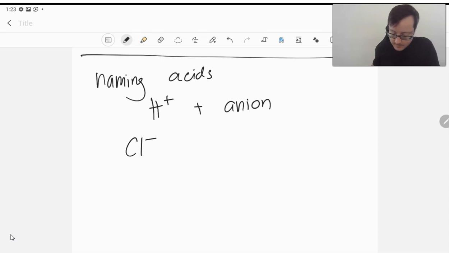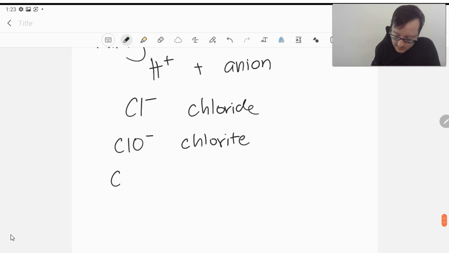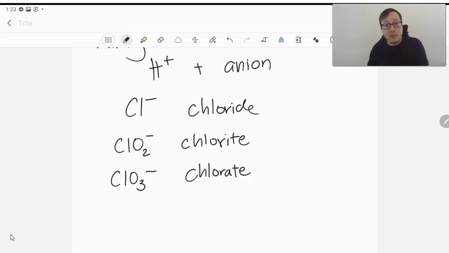For example, this is chloride. This is chlorite. And this, sorry, we need 2 oxygens for that. And this is chlorate. We're going to see all polyatomic, or all anions will end with one of these 3: ide, ite, or ate. And so we just need to look at our anion and determine what the name of the anion is, and from there we'll be able to name the acid.